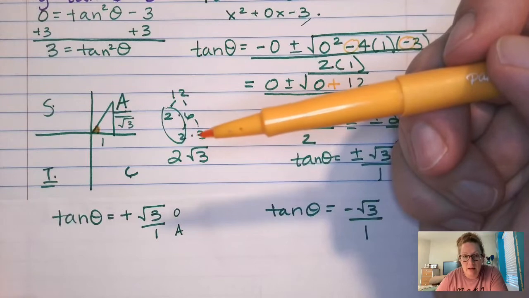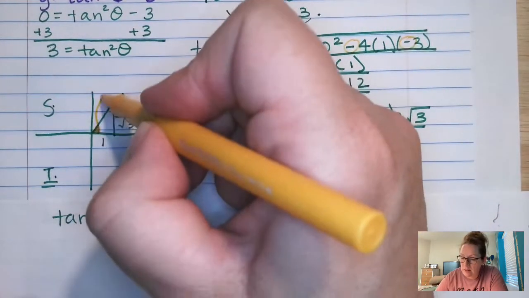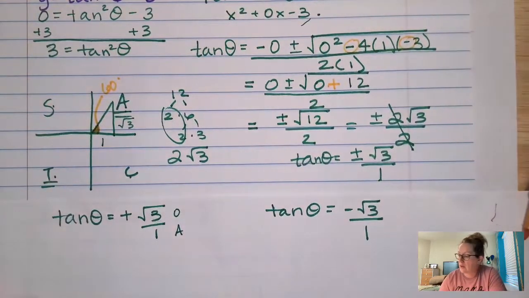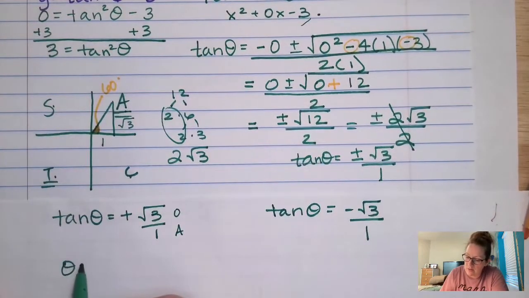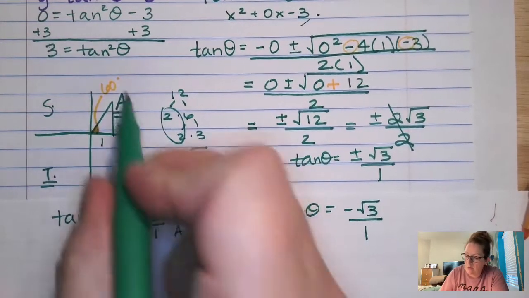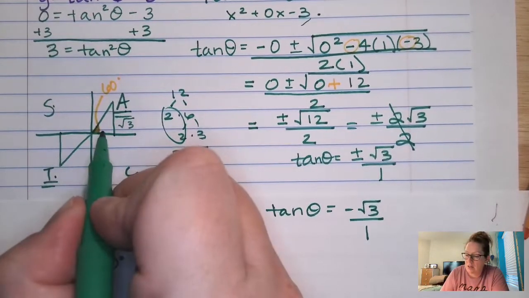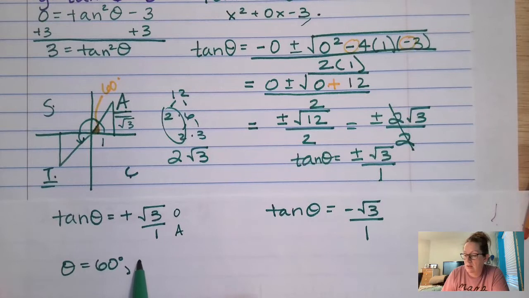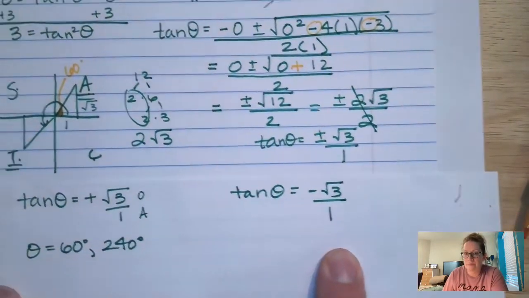So what angle is that? Opposite of a root 3? It's 60 degrees. Okay, so if I'm in quad 1, we have 60 degrees. If I'm in quad 3, we go 180 plus 60 degrees, we're at 240. That's just for this first guy. Now we got to do the second guy.